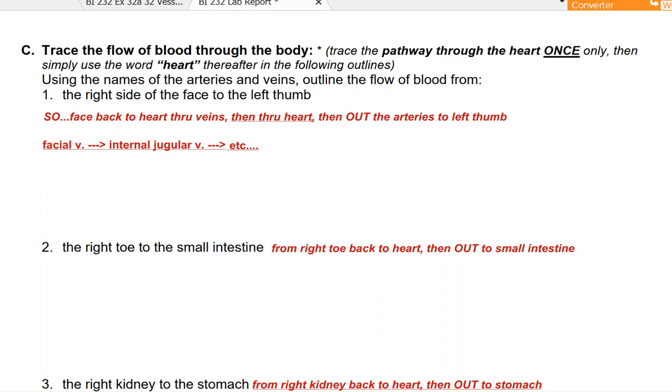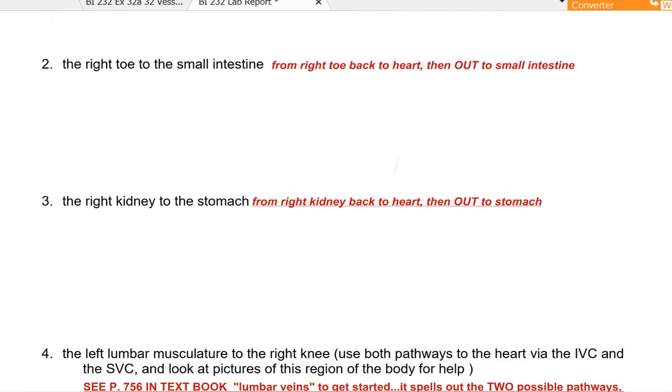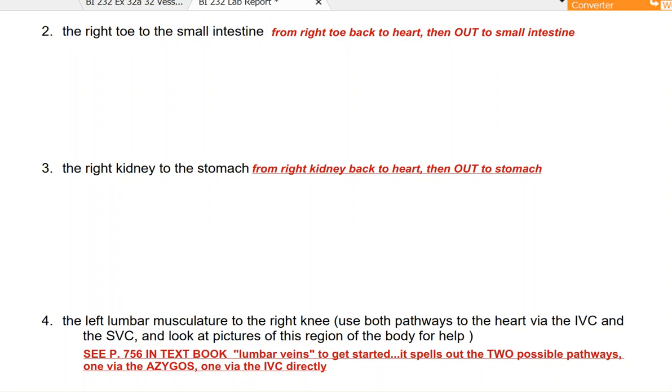So right toe to small intestine. You have to get from your right toe back to your heart in veins. Then you'll go through the heart. Just put heart. Then you're going to go out through arteries to the small intestine. So this is just practicing what vessel feeds what area and what vessel drains what area. And then right kidney to the stomach, you go from your right kidney back to your heart in veins, then out through arteries to your stomach.